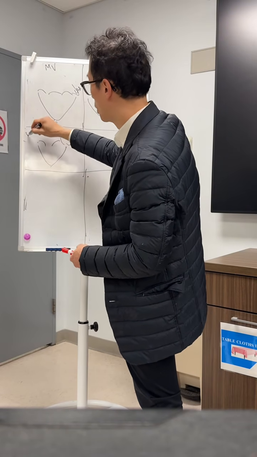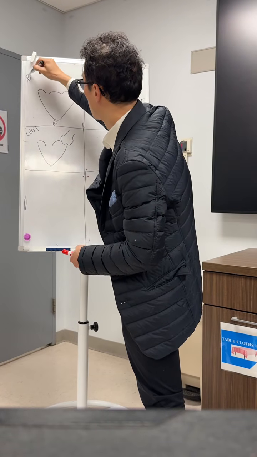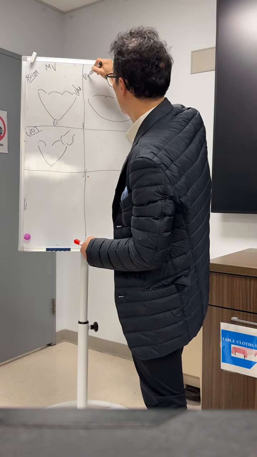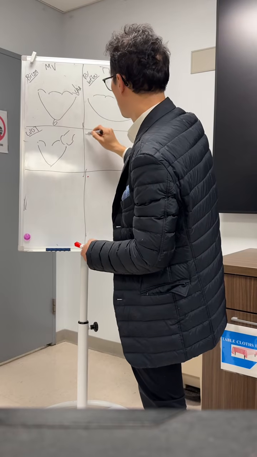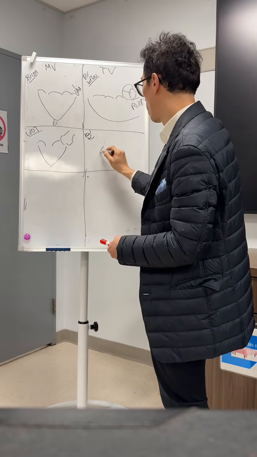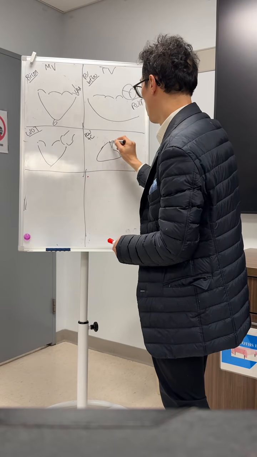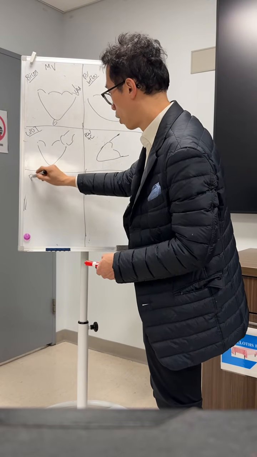This is your LVOT view. This is the BICOM, as I mentioned. This is the RV inflow. And this is the kind of reverse 4-chamber grasping view. So here it would be like this. And then fluoroscopically, this is the RAO projection.